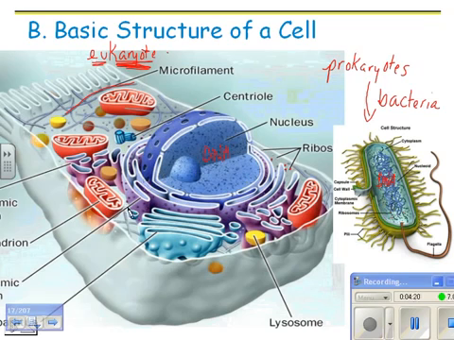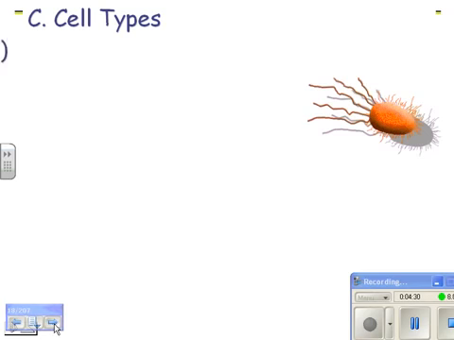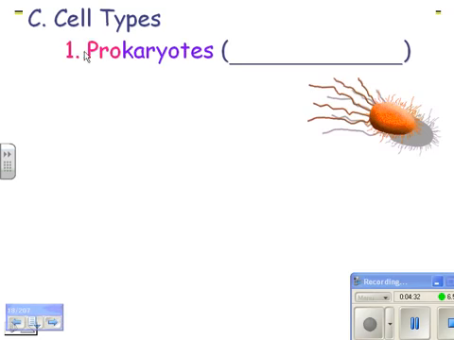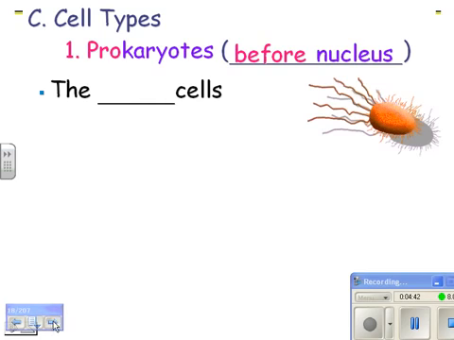So that's what we're going to do in this video. We're just going to look at the basic differences between prokaryotic cells and eukaryotic cells. So let's start with the prokaryotes. So cell types, there are prokaryotes. Pro means before, and karyote means nucleus. So these are the first cells.